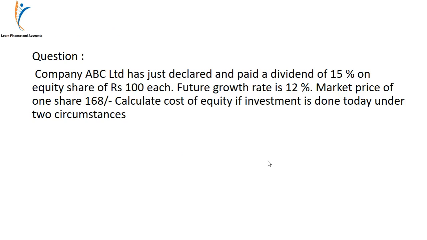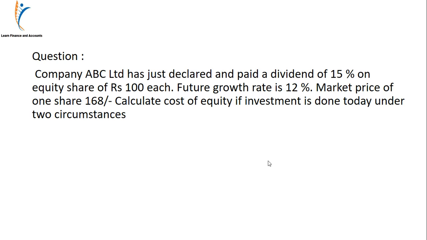Now let us do a small question on this. That question will make everything more clear. The company ABC Limited has just declared and paid a dividend of 15% on the equity share of 100 rupees each. So the share price is 100 rupees. It was issued at 100 rupees when it came into the market. Future growth rate is 12%. Market price of one share is 168. Now what is this market price? Market price is P0. How much dividend is there, or what is the dividend that the company has paid? 15%. So that is D0.